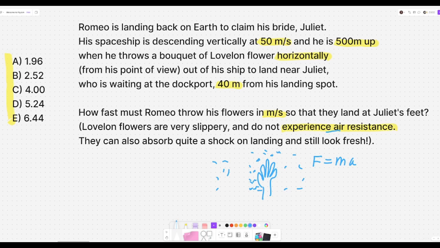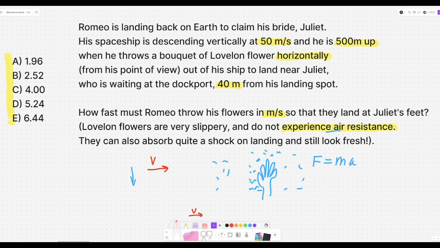And this air resistance is basically a force. What does that actually mean? Well, we have two things going on here. We have the flowers being thrown horizontally, and they're also traveling vertically. What we know about traveling horizontally, if there's no air resistance and no other force, is that whatever beginning velocity we start with, that's the velocity we're going to end with.